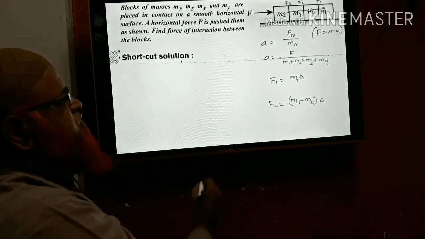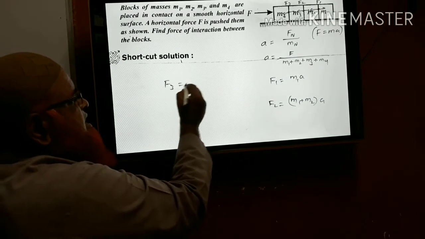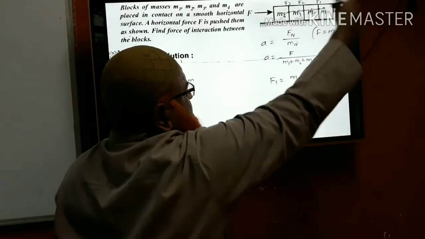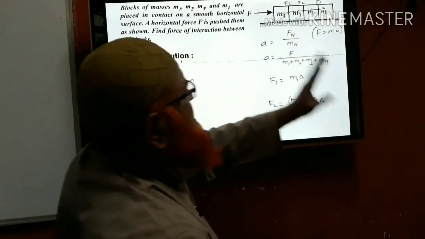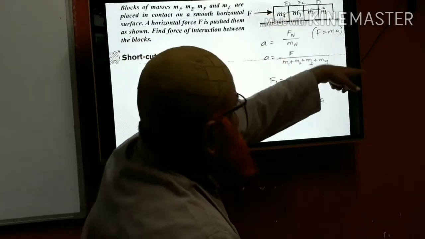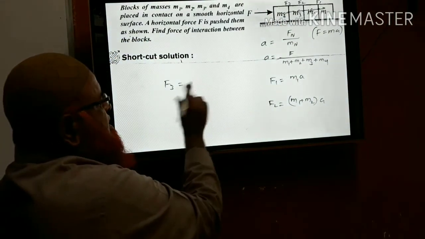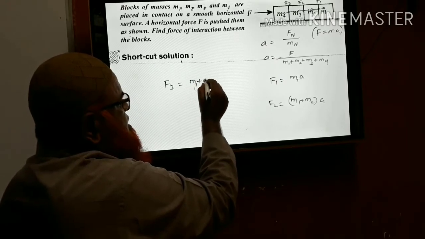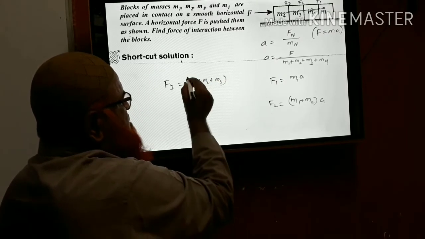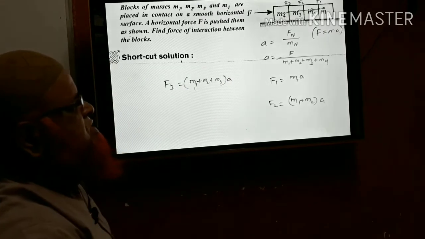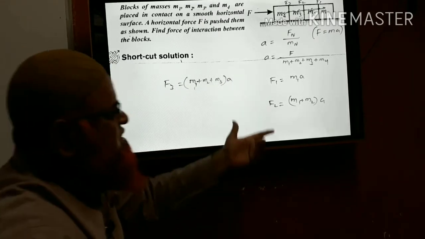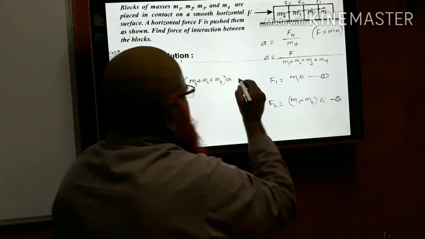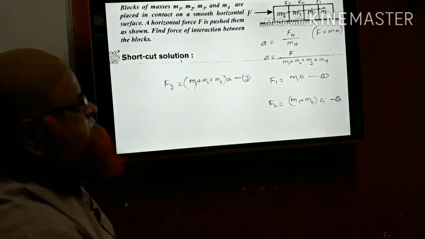If you want to find out the force F3 here, it is very simple. F3 is equal to, as there are three masses after F3, this is F3, after F3 there are three masses. So we are getting here (m1 plus m2 plus m3) into a. So these are simple shortcut formulas for solving the problems here. This is equation number 1, this is equation number 2, and this is equation number 3.